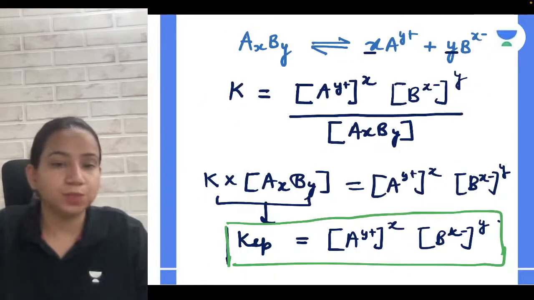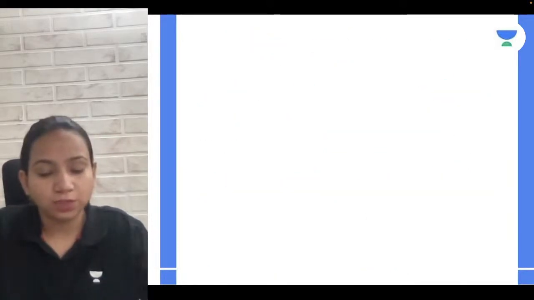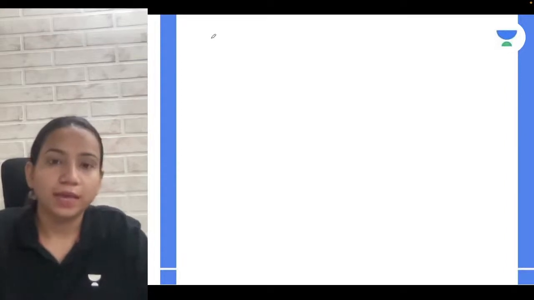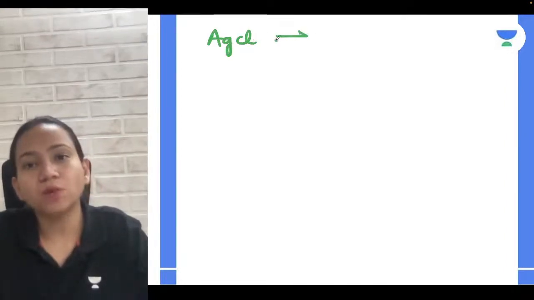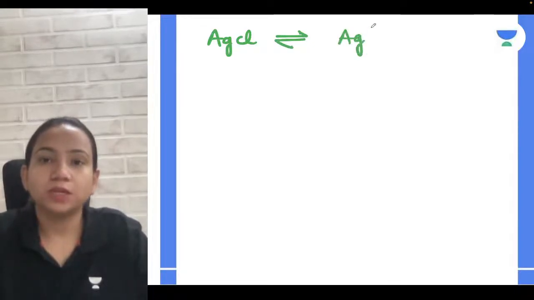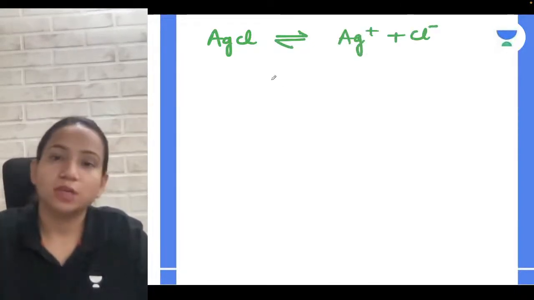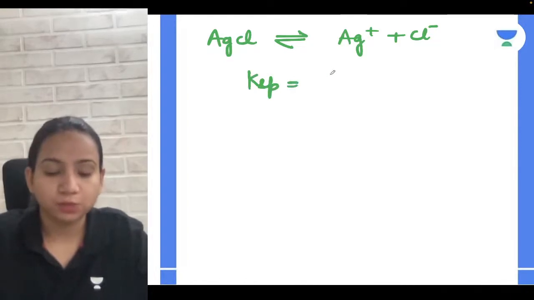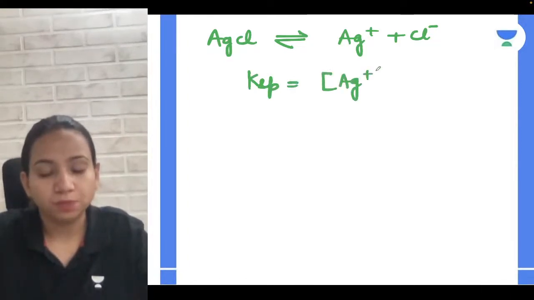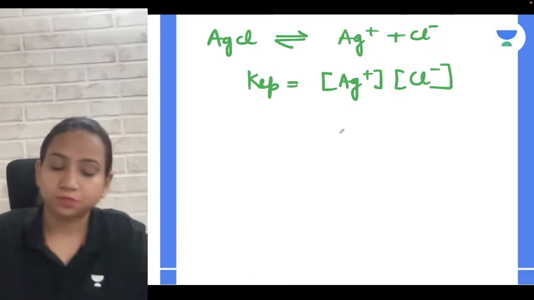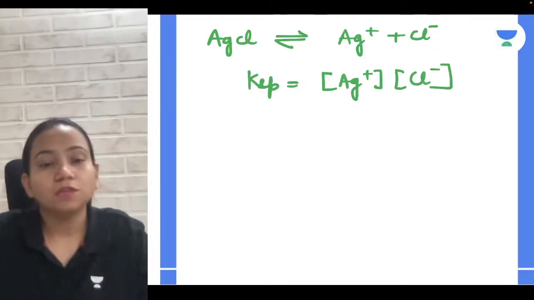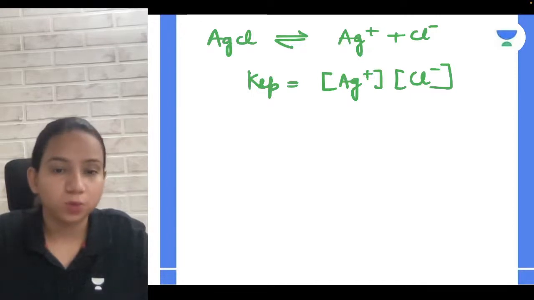Can we write its Ksp? Let's relate with a few examples. Suppose you have AgCl. So AgCl will give what ions, guys? Ag+ and Cl- ions it will give. So what will be the Ksp? Ksp will be just [Ag+][Cl-]. Right? Very good.